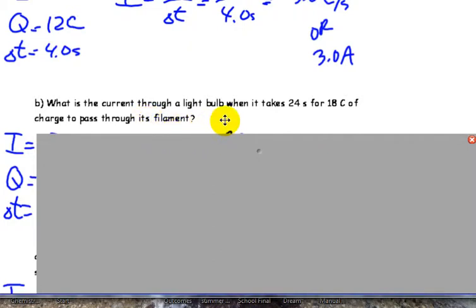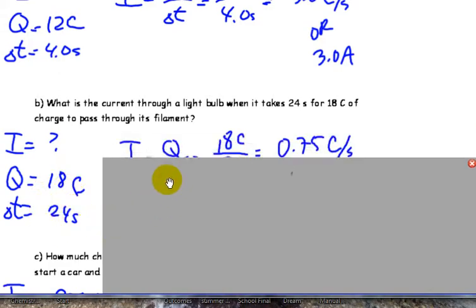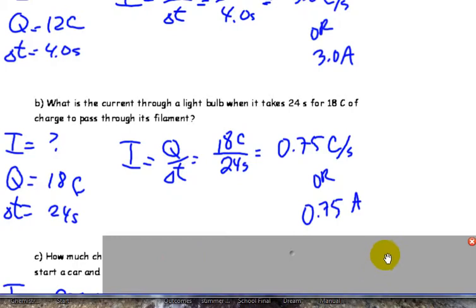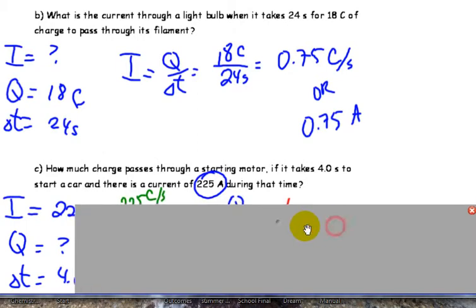What is the current through a light bulb when it takes 24 seconds for 18 coulombs of charge to pass through its filament? So we know we're looking for the current, we know how many charges flow through there and the time in which that happens. So just simply using the formula as is, 0.75 coulombs per second or 0.75 amps.